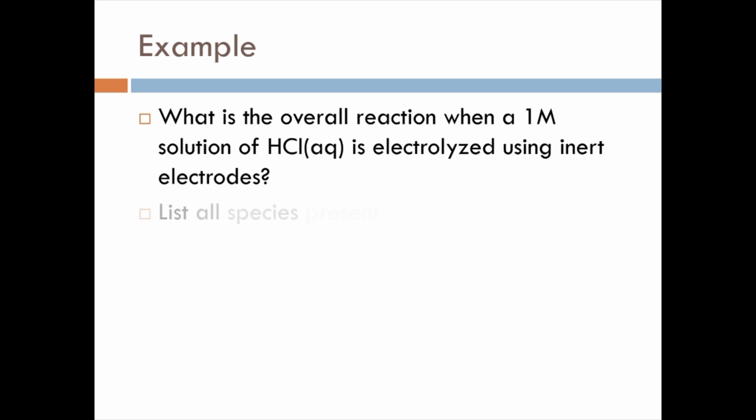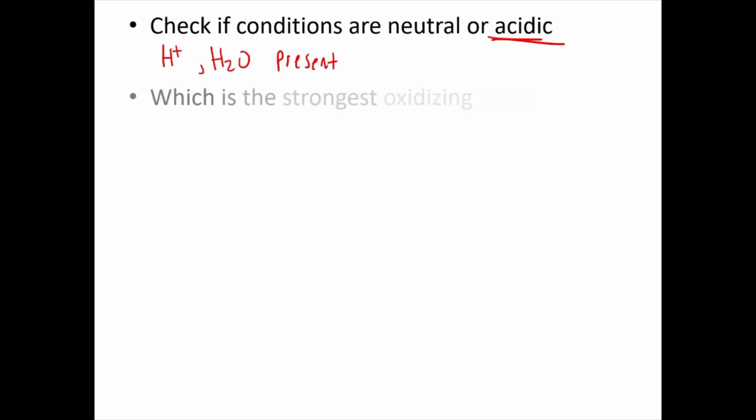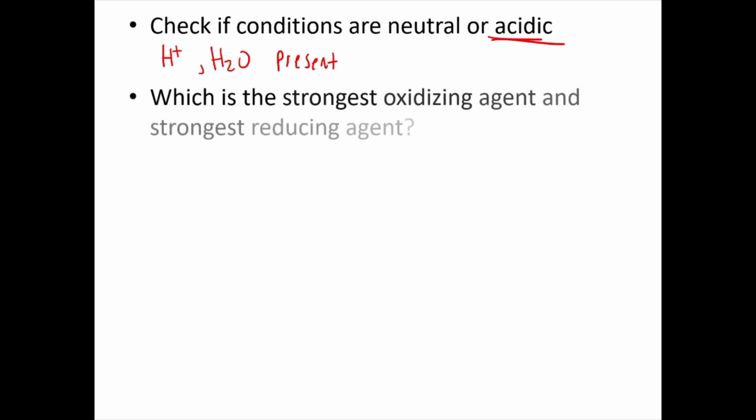Alright, so the first step, we're going to list all the species present. As before, you've got H plus and Cl minus. Then from there, we'll check the conditions if it's neutral or acidic. In this case, because of H plus, it's going to be acidic, but there's also water present. And then the last step, we'll list all the oxidizing agents and all the reducing agents and decide which one is the strongest.